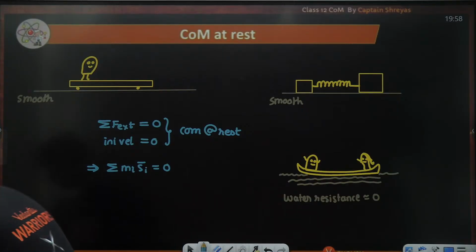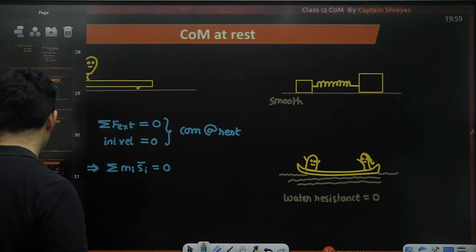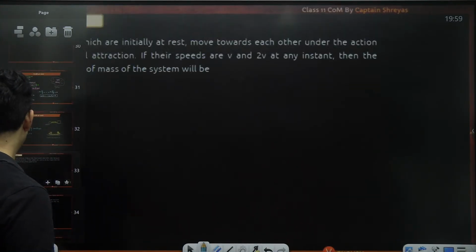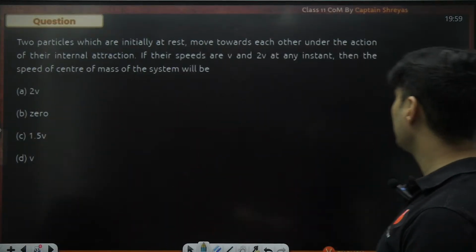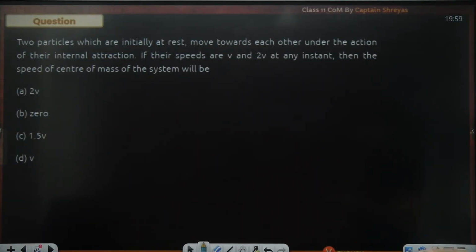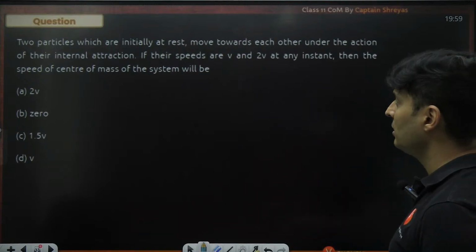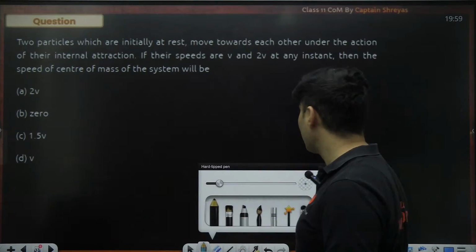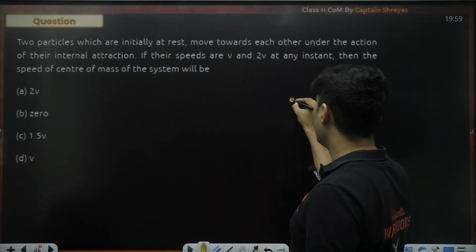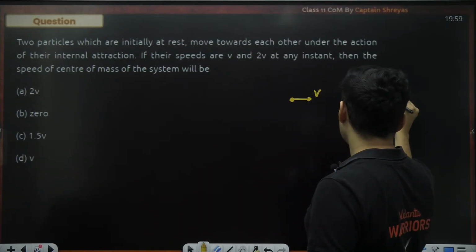Okay. Hi, Amit. Let's do a question on this. Here we have a question. Two particles which are initially at rest, under the influence of gravity or attraction, their speeds are v and 2v at some instant. The speed of the center of mass of the system will be? This is a previous year JEE question, if I'm not wrong. So there is one mass here, its speed is v. Another mass over here, the speed is 2v.